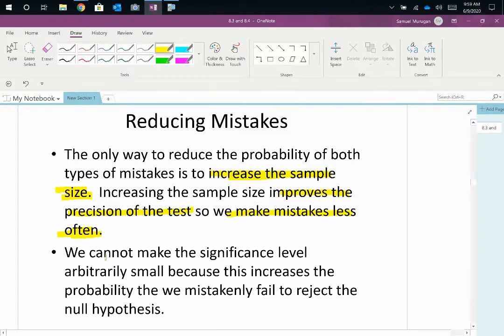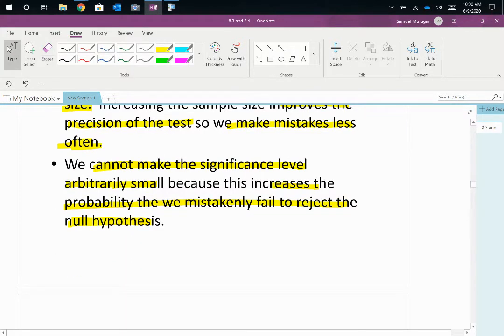Another way to reduce the mistake is we cannot make the significance level arbitrarily small, because this increases the probability that we mistakenly fail to reject the null hypothesis, right? In other words, 0.05 is a great level. If we go to 0.01, that increases the probability that we mistakenly fail to reject the null hypothesis. So, stick with the proven significance levels. 0.05 is great.